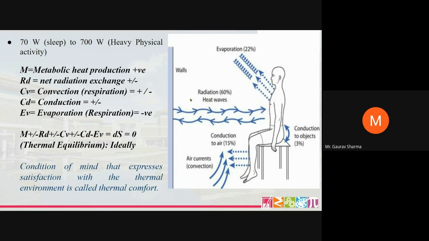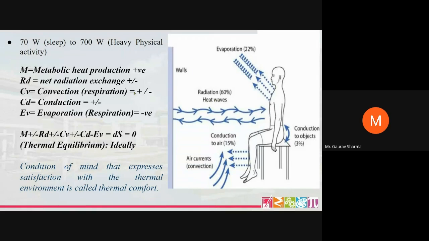Okay, so you can see here the amount of energy, that is 70 watt during sleep and 700 watt during heavy physical activity. So these are the changes of the energy. You can see here how drastic the change is. It varies on a large scale, 70 to 700 watt it changes. Yes, but this diagram is associated with the discussion I am doing here.